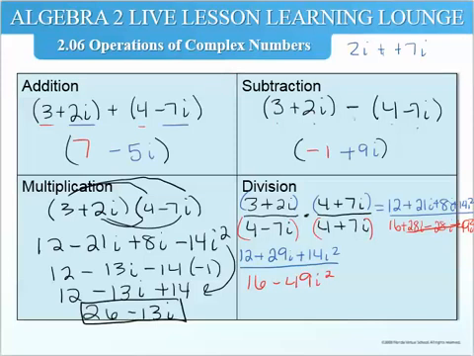Remember that i squared changes the sign of the term it's attached to. So I could cross out this i squared and make this negative 14, and I can cross out this i squared and make it positive 49. Then I combine like terms. In the numerator, I have 12 plus 14 is 26 plus 29i. And the denominator, 16 plus 49 is 65.